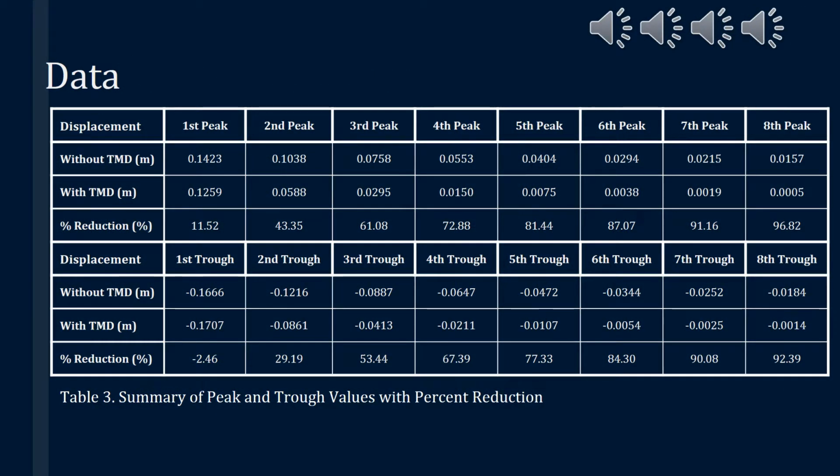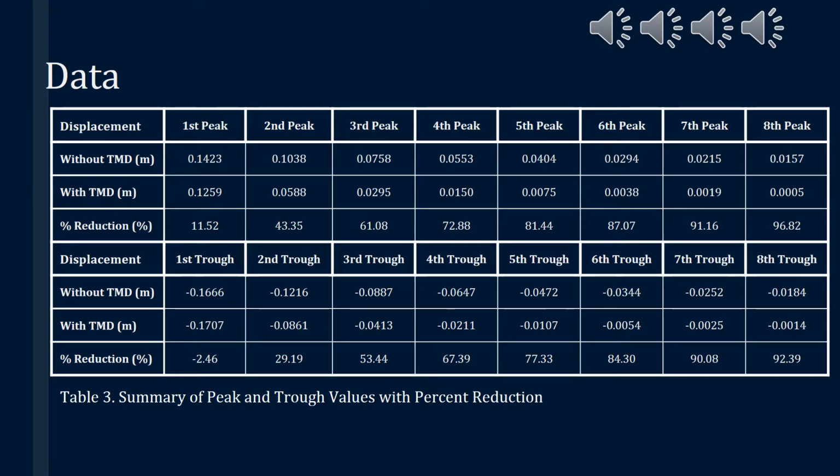To clearly show the effectiveness of the tuned mass damper, we calculated the percent reduction of each peak and trough from the plot our MATLAB program produced. We focused mainly on the first 10 seconds, since this is where the maximum displacement occurs. As seen in Table 3, there is a displacement reduction of 11.5% during the first peak. Then for the second and third peaks, the displacement reductions increased to 43.4% and 61.1% respectively. As time continues, the displacement reductions continue to increase.